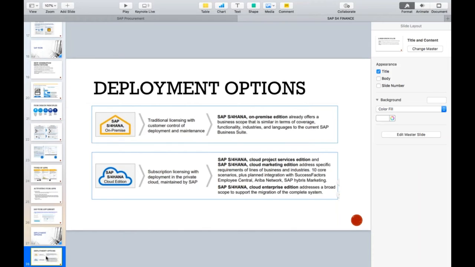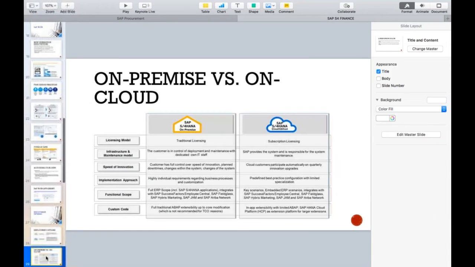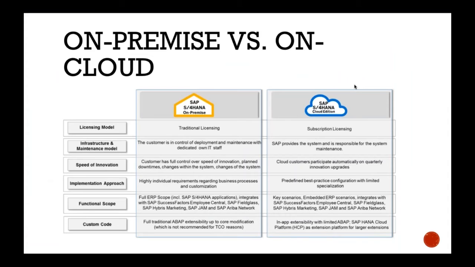Okay, now we will see the differences between the two in more detail. So, on-premise versus on-cloud. If you see the licensing model, I'm going point by point. Licensing model in case of SAP S4 HANA on-premise, it is traditional licensing. What do you mean by traditional licensing? Same as SAP ECC. So whatever licensing was followed earlier, same licensing.